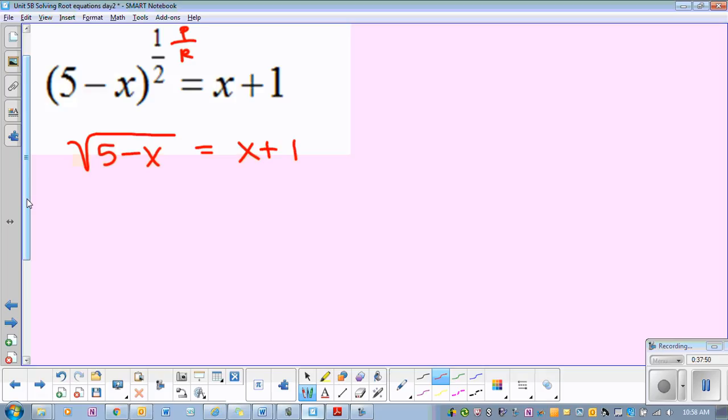Okay, so all I did was rewrite it. Now, how do I get rid of this square root? Take it to the power. Power of what? 2. So this whole thing is squared.